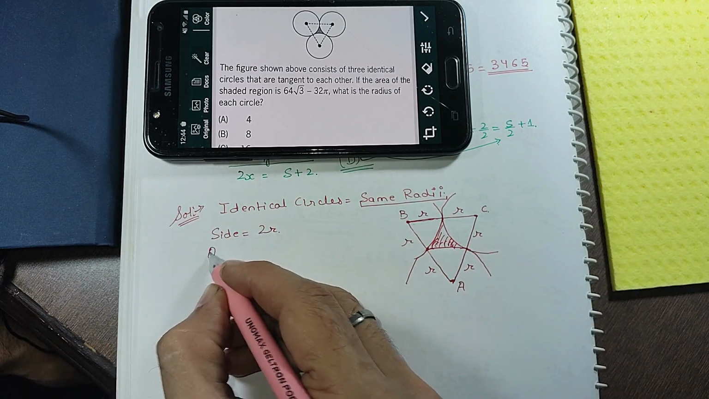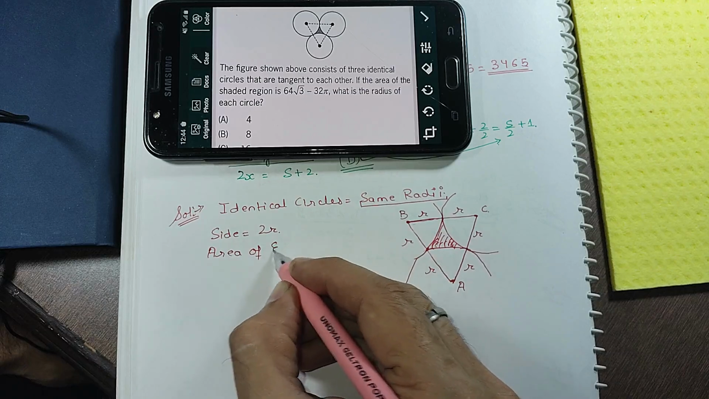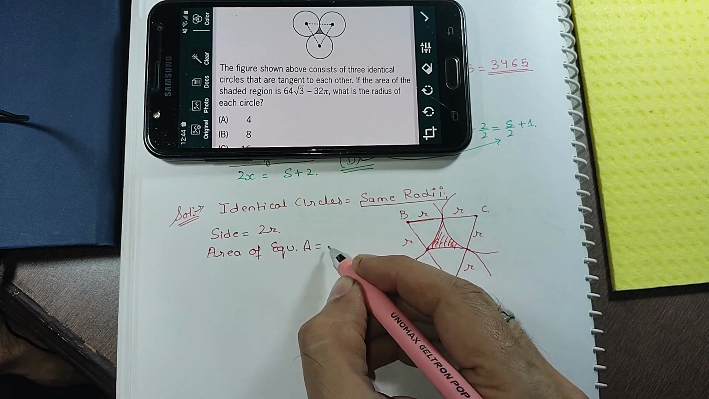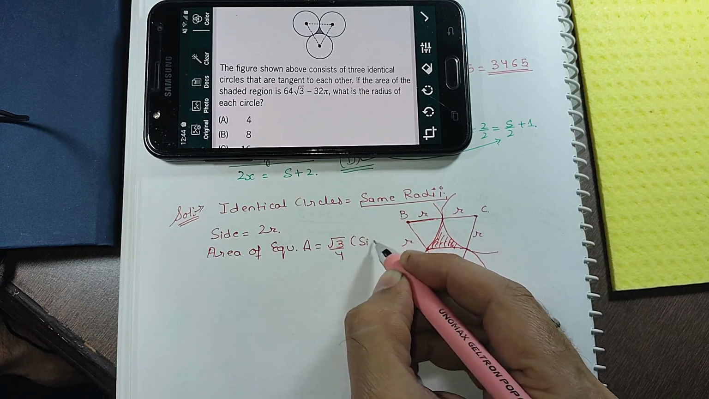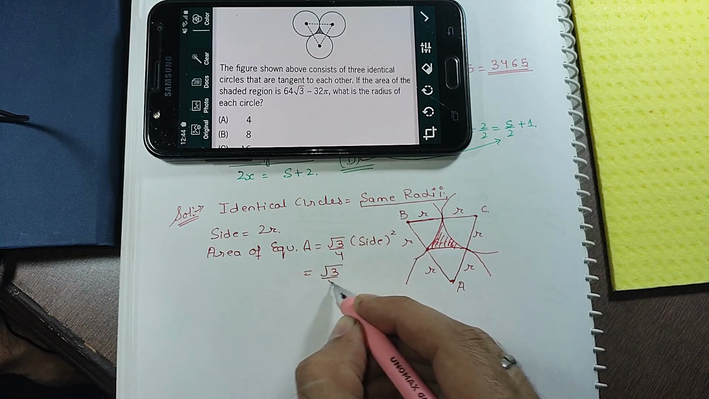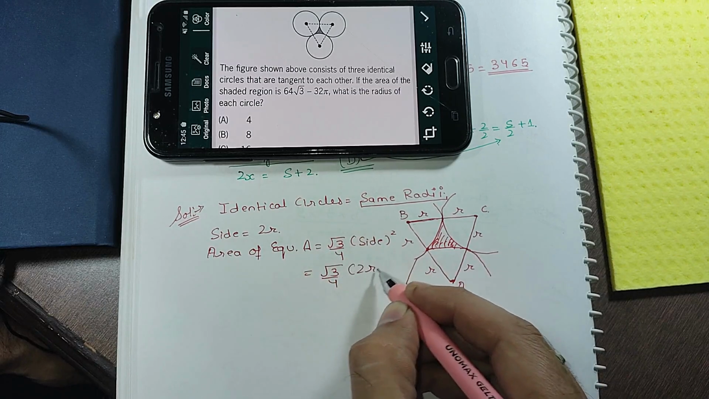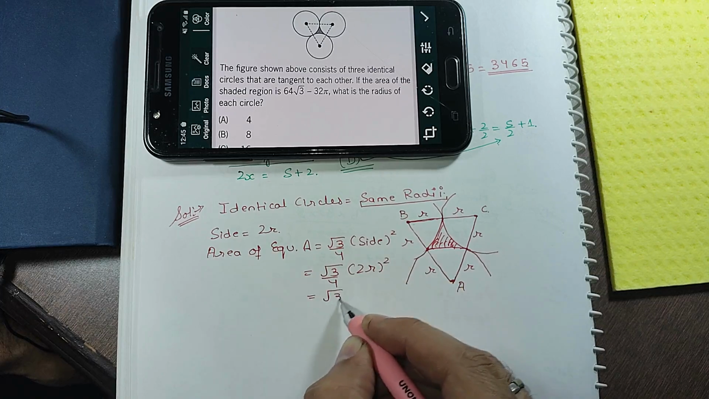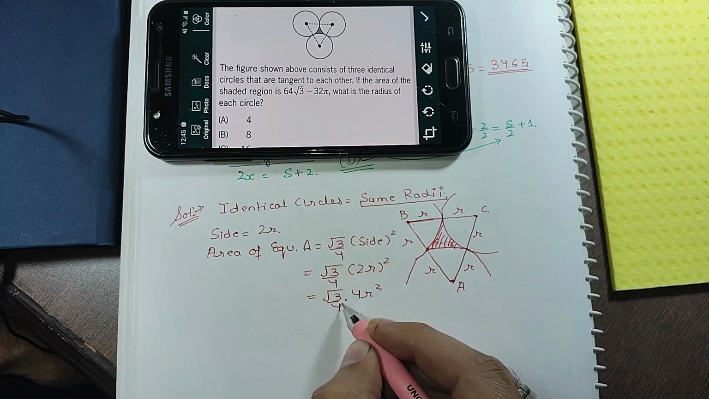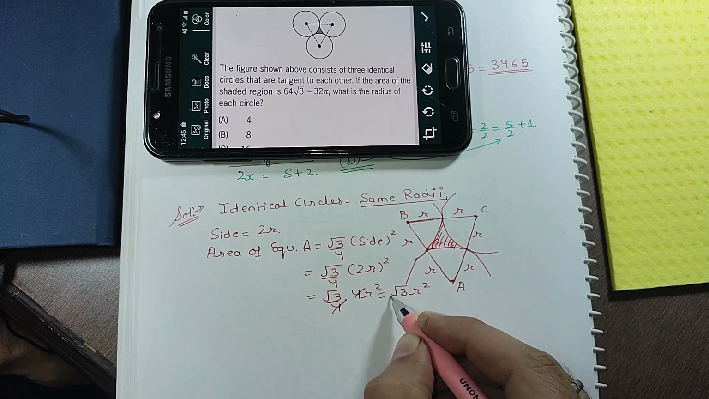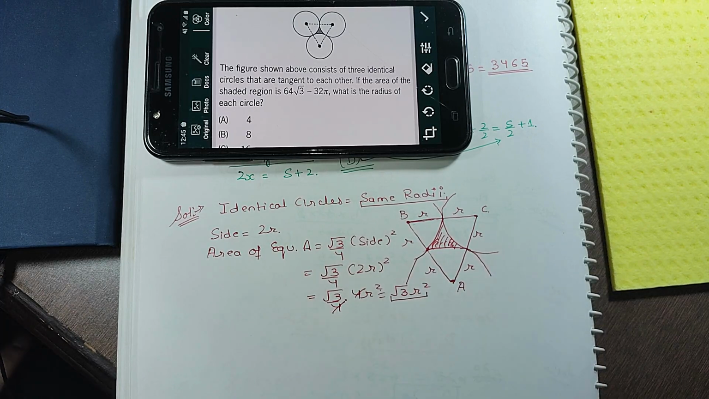The area of an equilateral triangle is equal to root 3 by 4 times side square. From this it becomes root 3 by 4, where the side is 2r, so this will be 2r whole square. So this will be root 3 by 4 into 4r square, or root 3 r square. This is the area of the triangle.